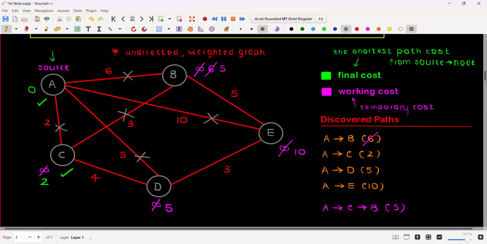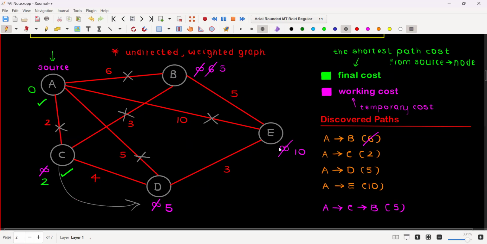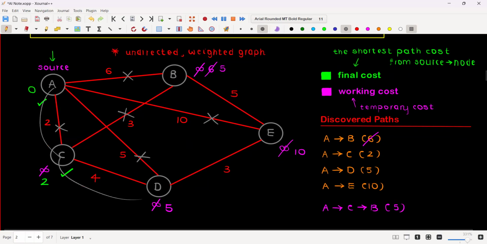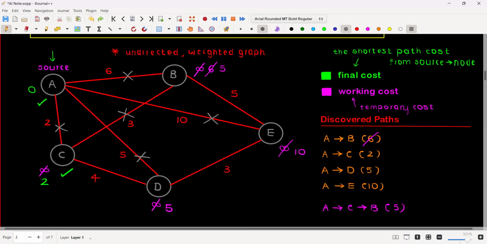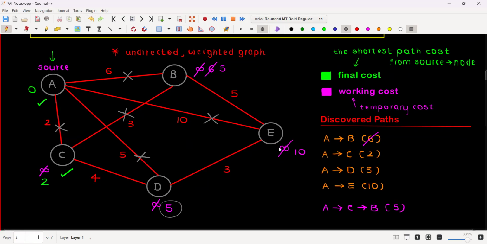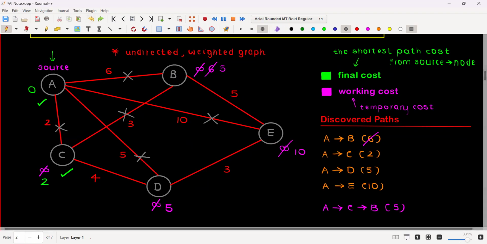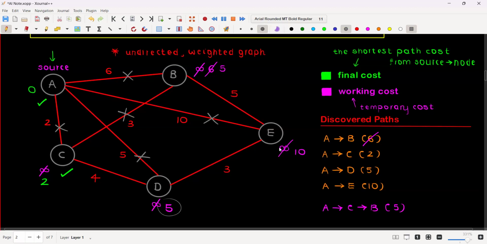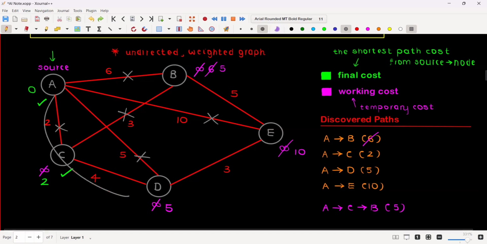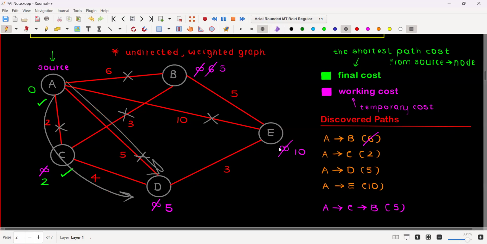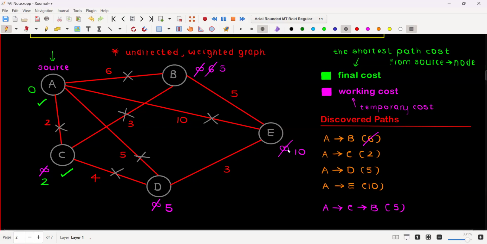And then I can proceed on to the next neighbor of C, where I can check if the total path cost to D is less than the current working cost of D. So the total path cost to D via C is 2 plus 4, 6. Is 6 less than 5? No, not really, is it? 6 is greater than 5. So this path is longer than the direct path from A to D. So we don't replace it. We can directly just cut off this route and we just proceed.